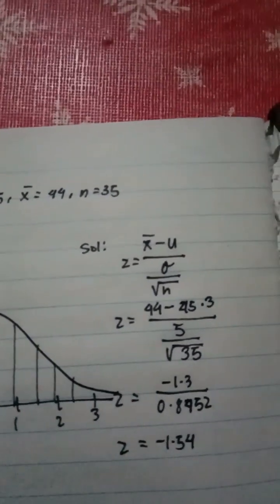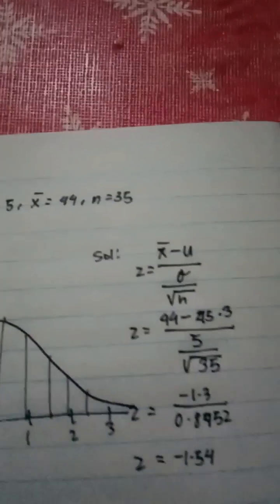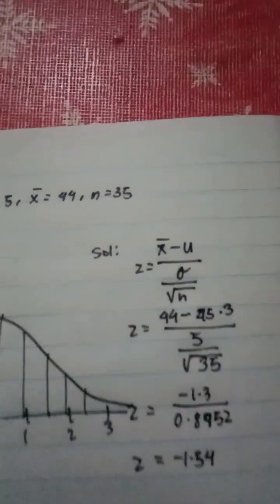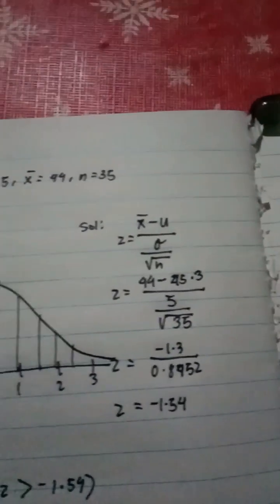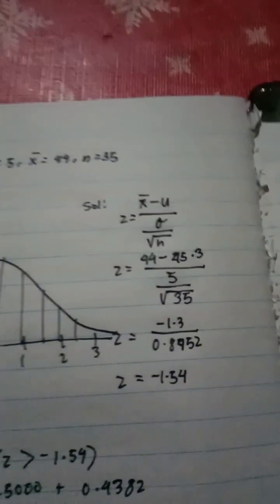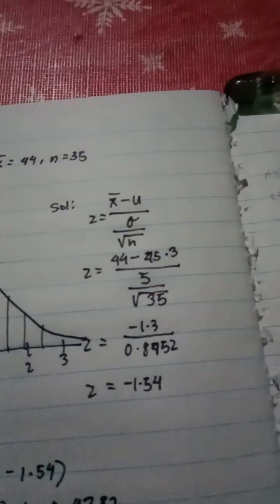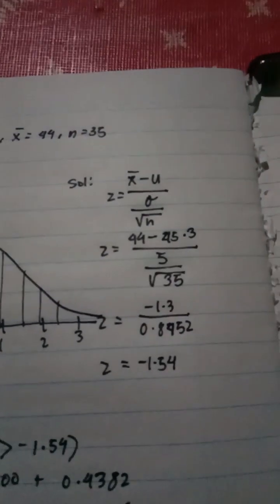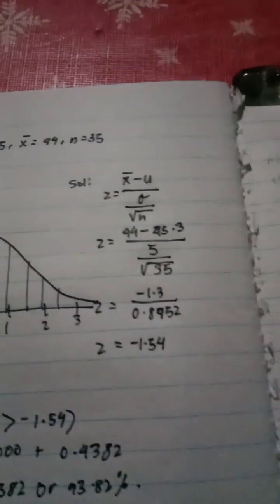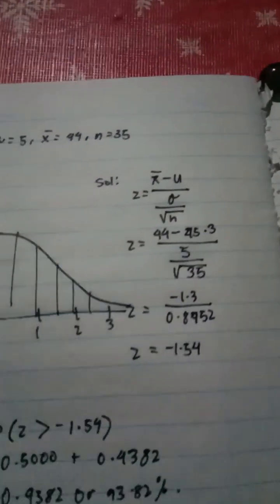z equals x minus mean mu, over standard deviation over square root of n, or the sample size. And we're going to put the given numbers in the formula. So this is going to look like z equals 44 minus 45.3, which is the mean, over 5, which is the standard deviation, over the sample size n, or the square root of 35.